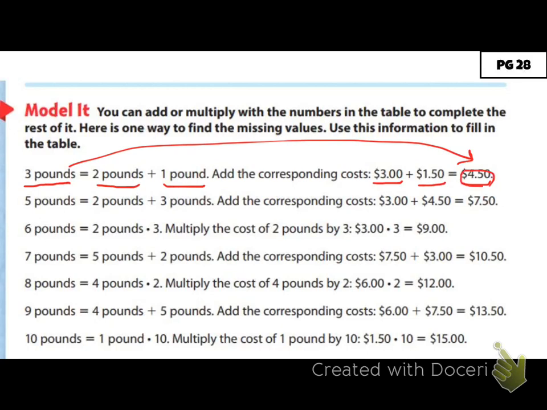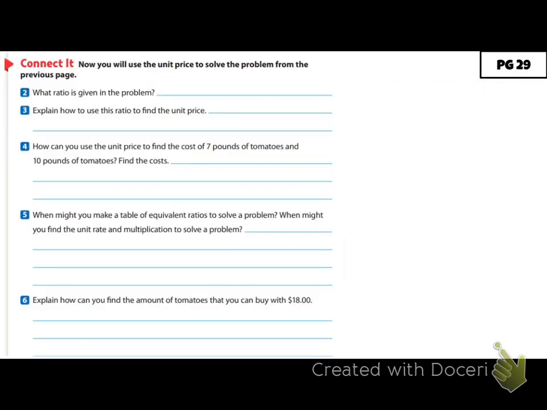And you could go through and do that with all of them. So for 5, they added 2 and 3 to get a total of $7.50. For 6, they multiplied 2 times 3, so we'd multiply $3, because that's how much for 2 pounds, times 3, and for 6 pounds, they got $9. And you can see how they went through on each one of these to get their totals. So we're going to use those previous 2 methods to work through some problems now.